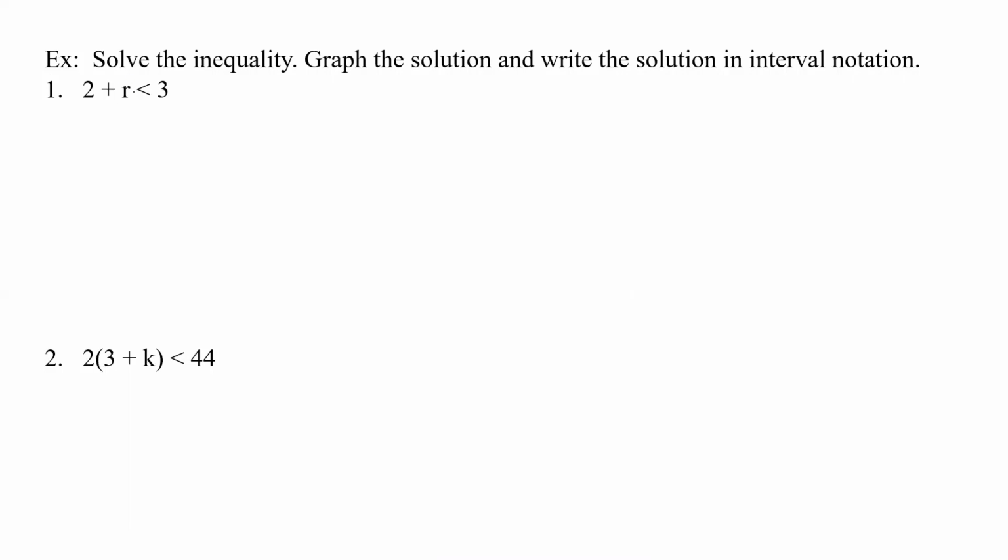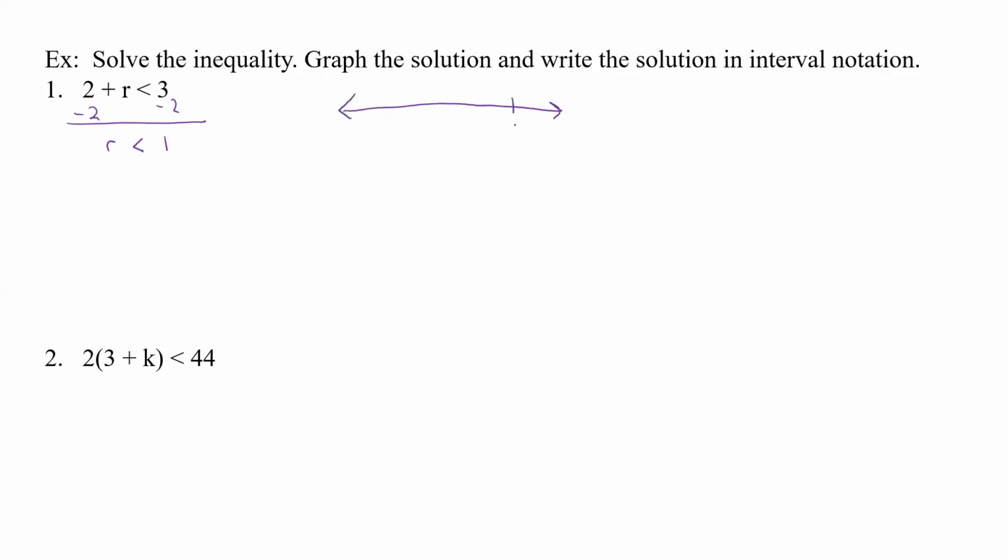All right, so what we need to do is solve for the variable basically on one side. So we have 2 plus r less than 3. Well, we need to get rid of that 2. So I'm going to subtract 2 on both sides. On the left, I have r still less than 3 minus 2 is 1. So now I've got the inequality solved. And so now I'm going to graph it.